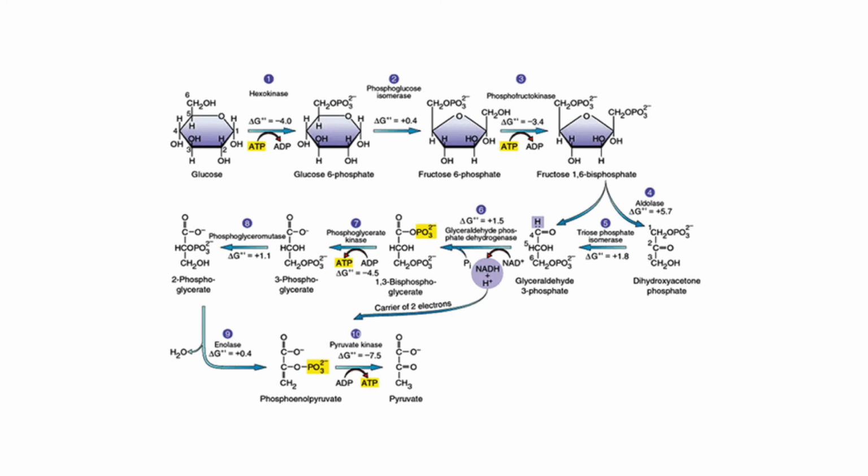Overall, glycolysis is a biological pathway that converts glucose into pyruvate and usable cellular energy, ATP, making it an essential pathway for organisms to create and regulate energy.